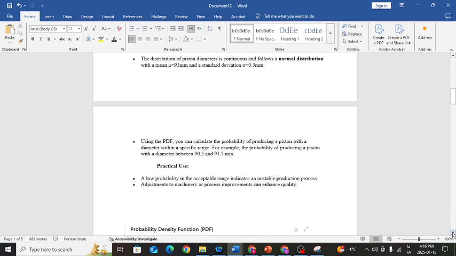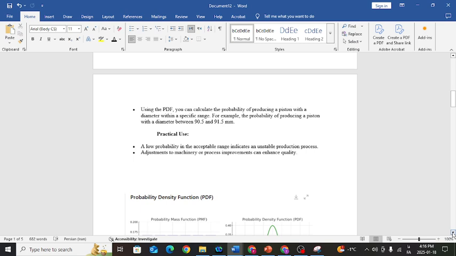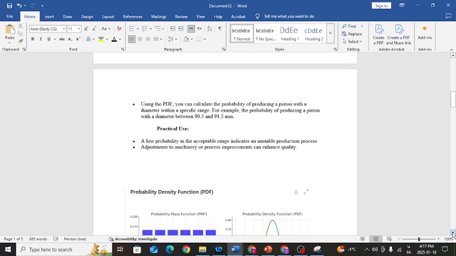Using the PDF, or probability density function, you can calculate the probability of producing a piston with a diameter within a specific range. For instance, the probability of producing a piston with a diameter between 90.5 and 91.5 millimeters. A low probability in the acceptable range indicates an unstable production process. So adjustments to machinery or process improvement can enhance the quality.